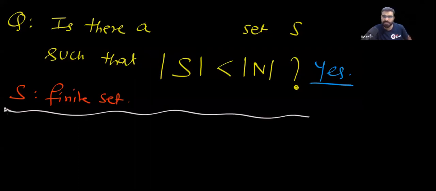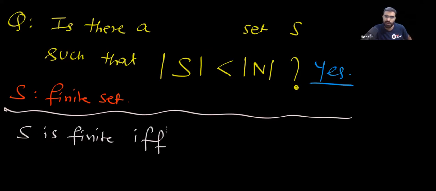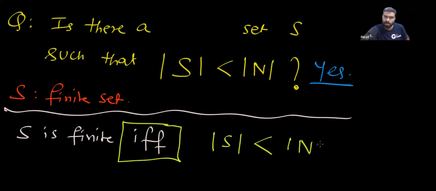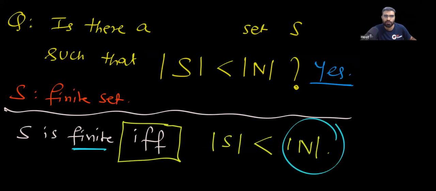So I can basically state the definition of a finite set. When can I say a set S is finite? S is finite if and only if the cardinality of S is strictly less than the cardinality of N. So this is the definition of a finite set.